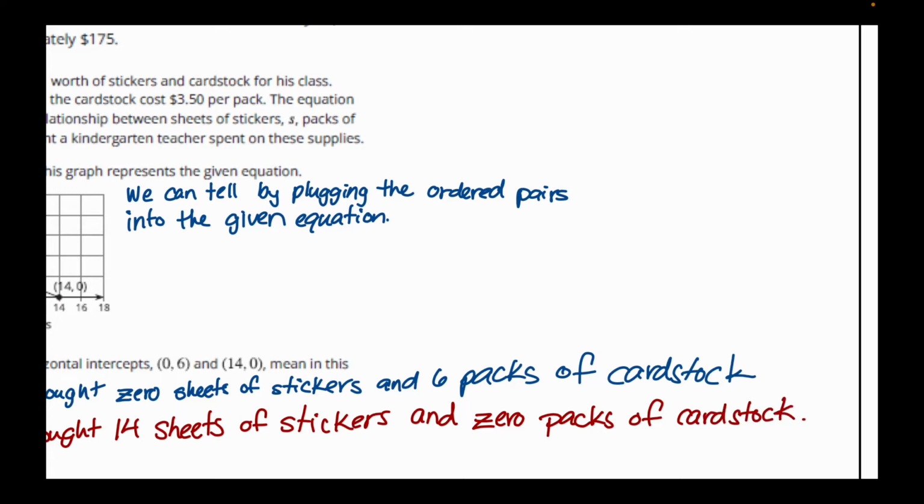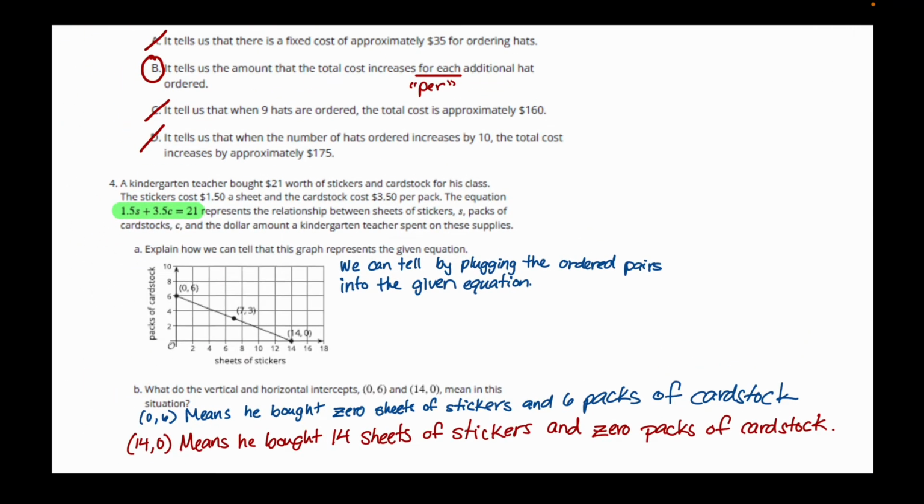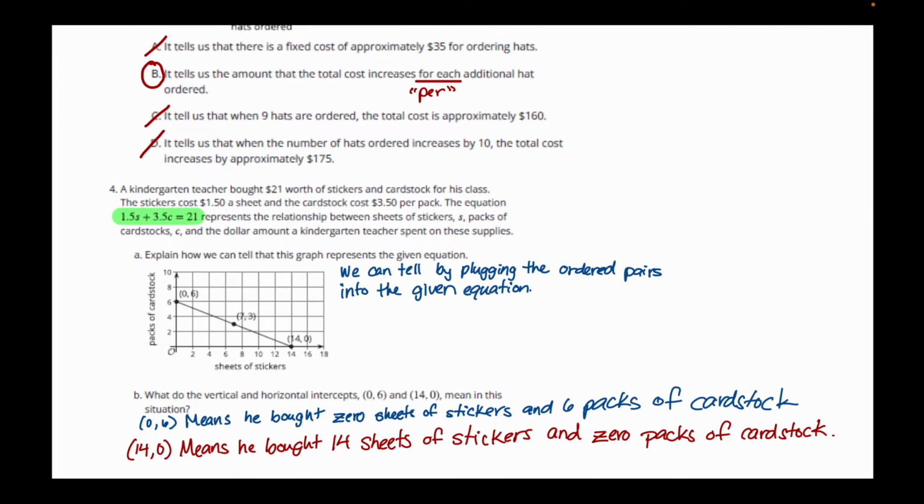Okay. Now, technically, it doesn't mean that he bought those. It means those are potentials that this teacher could have purchased for his classroom. So with those $21, he could have purchased only 6 packs of cardstock or only 14 sheets of stickers.